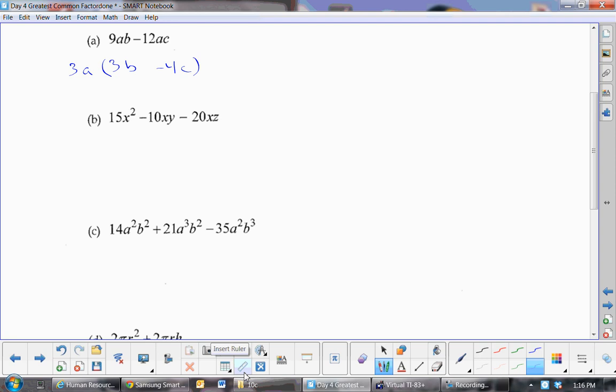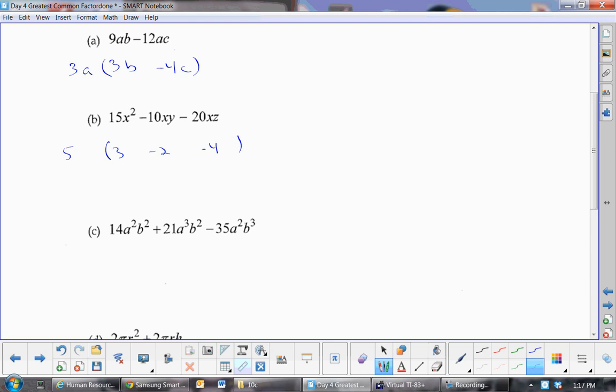And 3A times -4C is -12AC. So, let's do B. Take out a 5. Yes, that's going to leave me with a 3. Next one. -2 and... Okay, so it's division first. Then it's dividing. We're dividing powers, but we subtract exponents, right? Always got to keep that in your head, right?